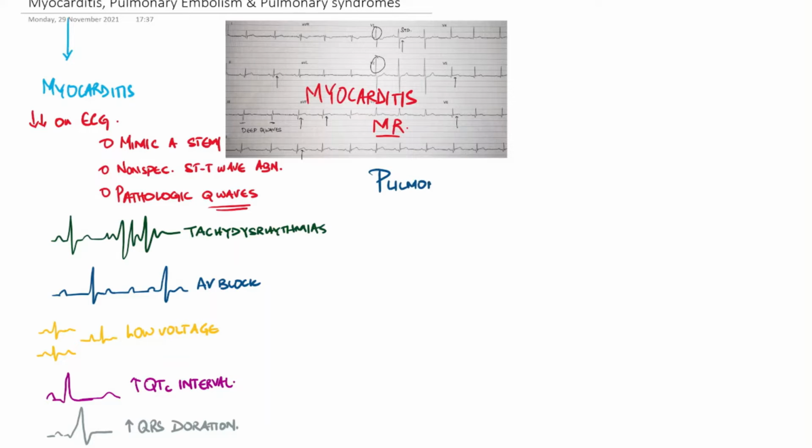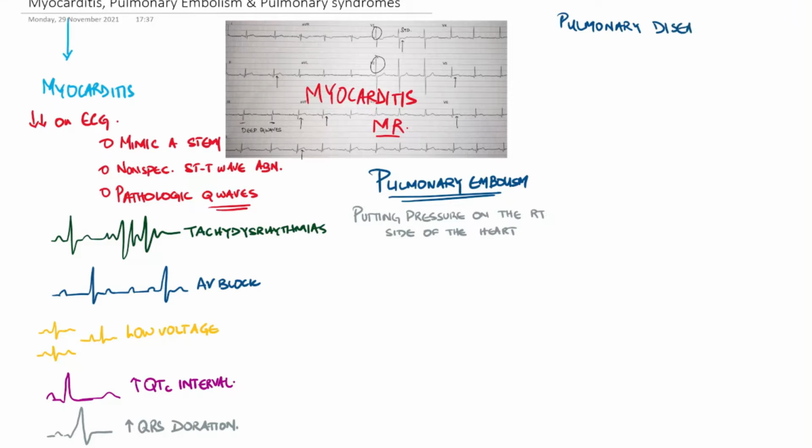Let's move away from myocarditis for a second. Let's talk about pulmonary embolism. I think that this is the most controversial subject when it comes to reading ECGs. No one wants to believe you. Anything that puts pressure on the right side of the heart is going to cause these changes. There is a significant amount of overlap between the changes on an ECG from pulmonary embolism and any sort of pulmonary disease pattern.